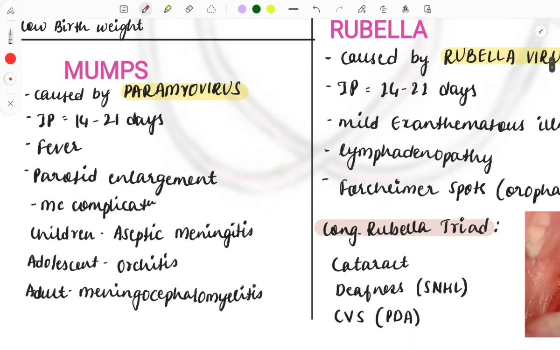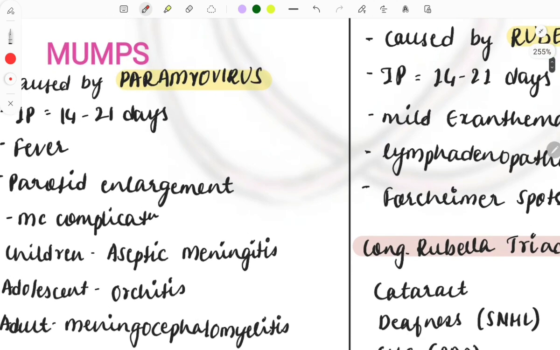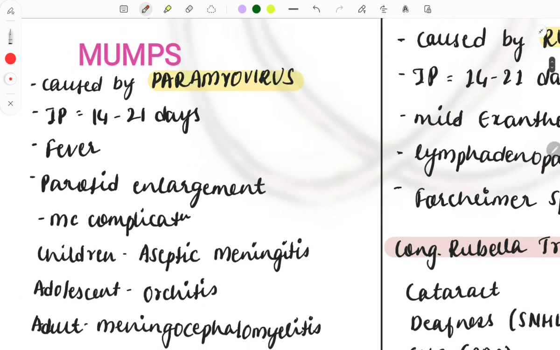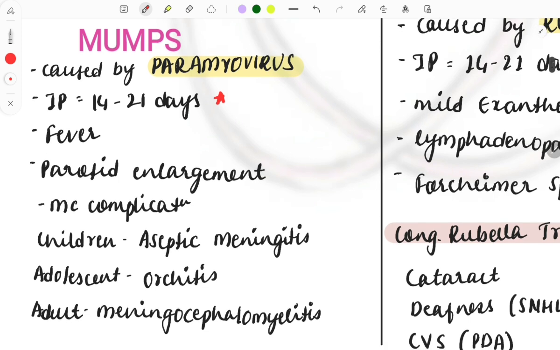Then mumps. The causative organism is paramyxovirus, and the incubation period is 14 to 21 days. It is important, and in my Telegram group I have shared a message or a flashcard regarding the incubation period for all the organisms.